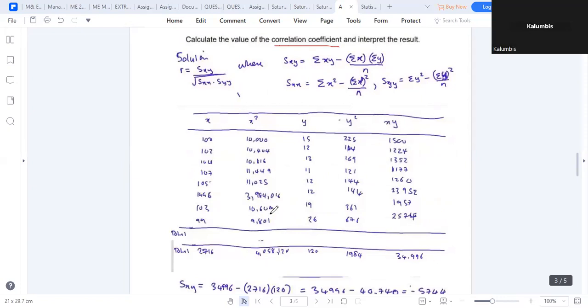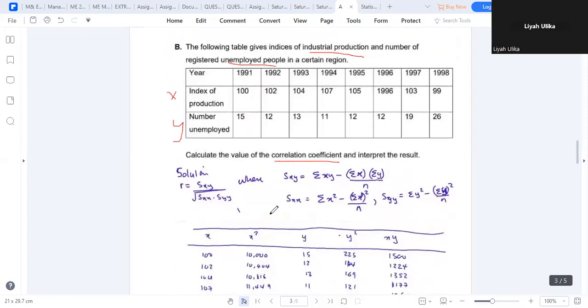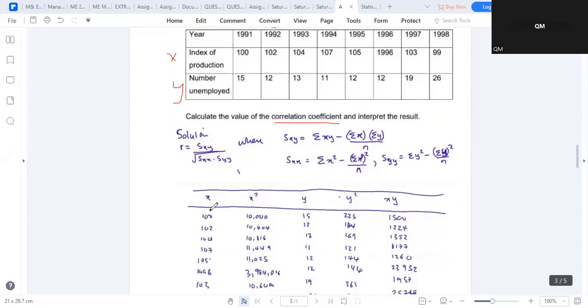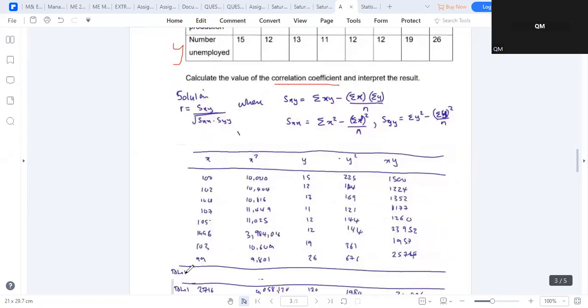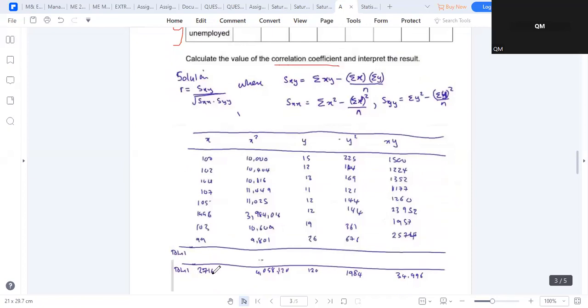Yes. On this one, let's just go through. I'm not going to calculate them manually because everything has been calculated. So X is 100, 102, 104. These are the values of X as they appear here. Then you total them up, and you're going to get 2716.